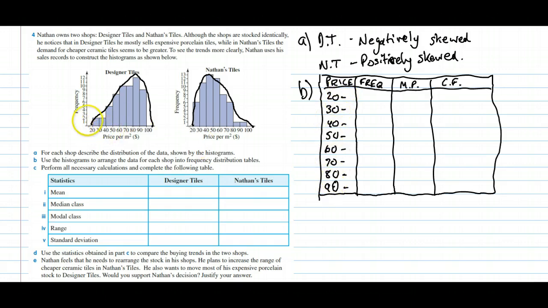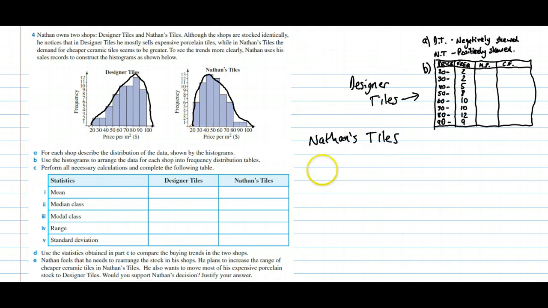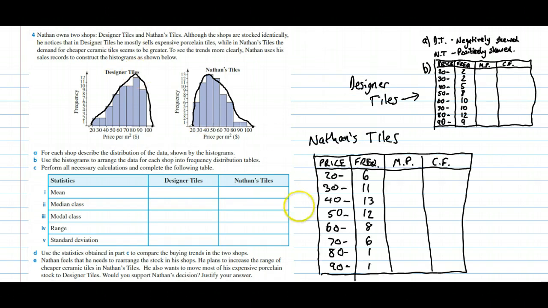And the frequency for the first group is 2, as you can see there. For the second group, it's also 2. Okay, I'll jump into the future and put the rest of those in. Okay, so there's the frequency distribution table for Designer Tiles, and you'll notice I've left room in my table there for other columns in case we need those later. I'm just going to shrink this down a bit. And now we can create the table for Nathan's tiles. Okay, so there's the information for Nathan's tiles in a table as well.